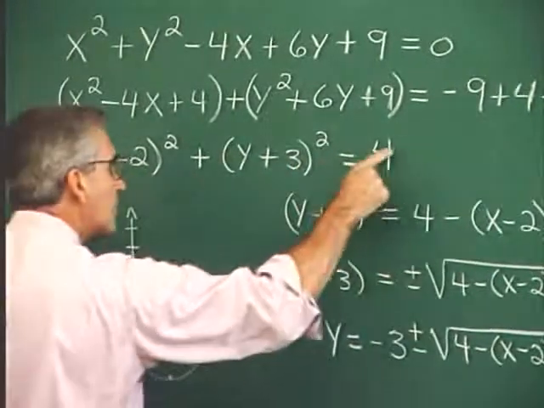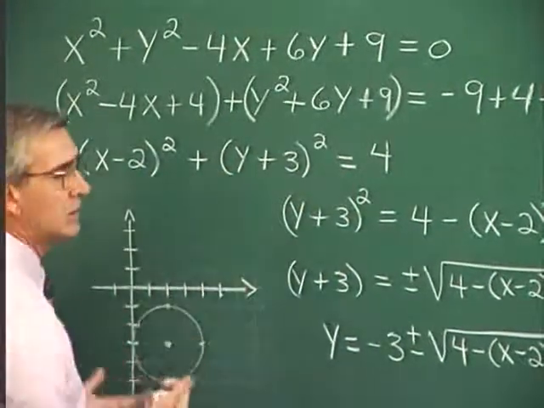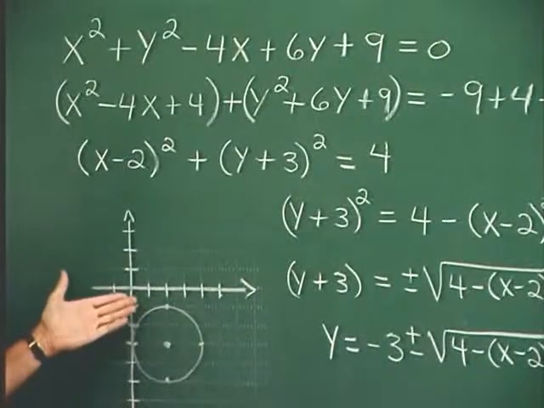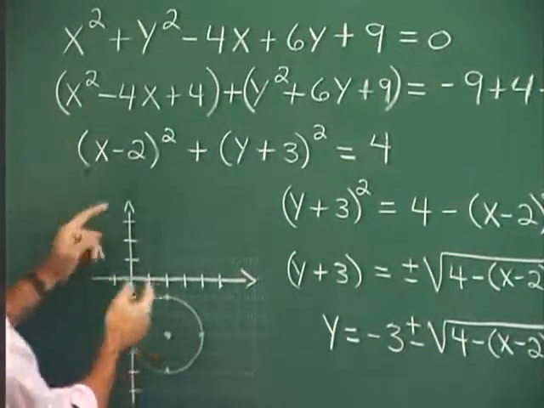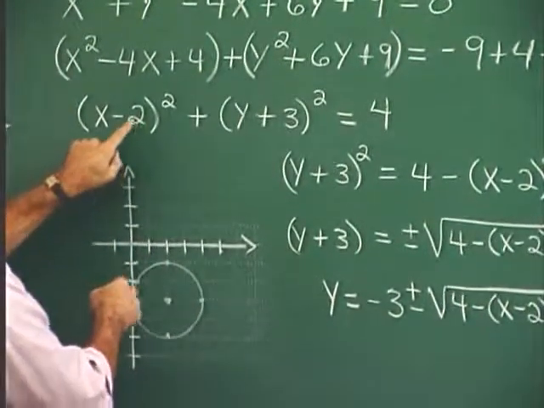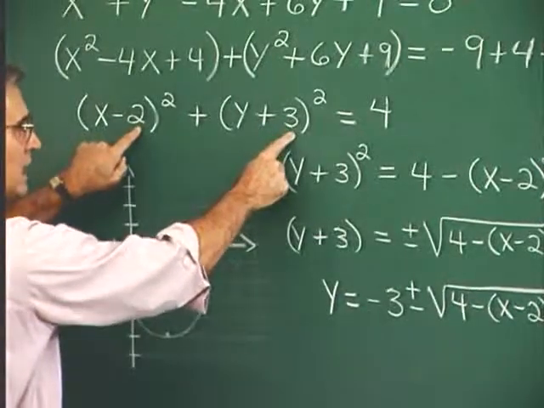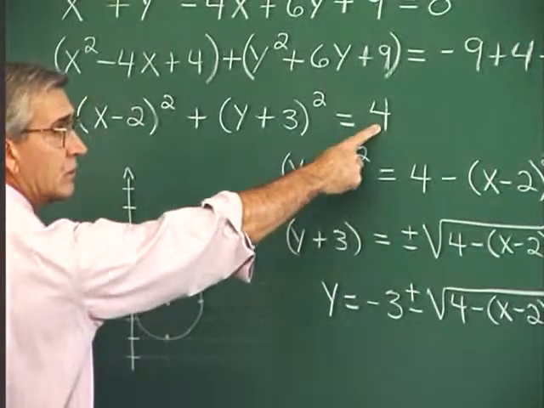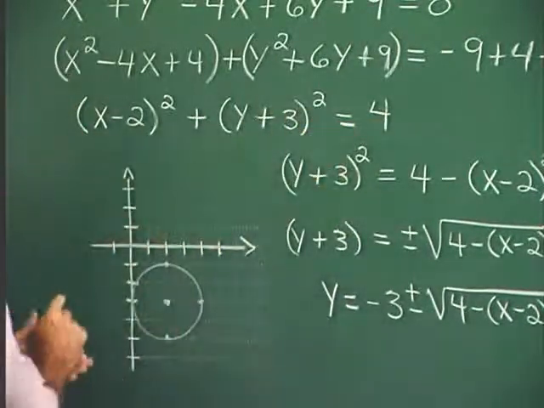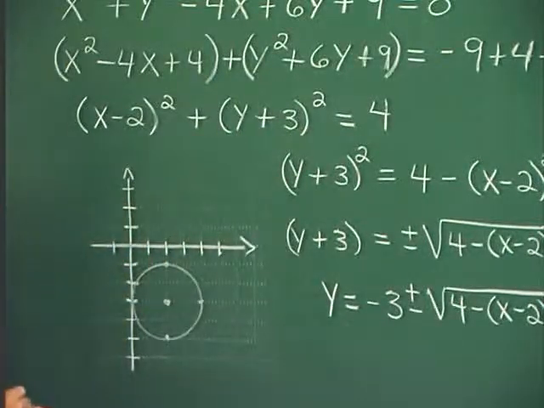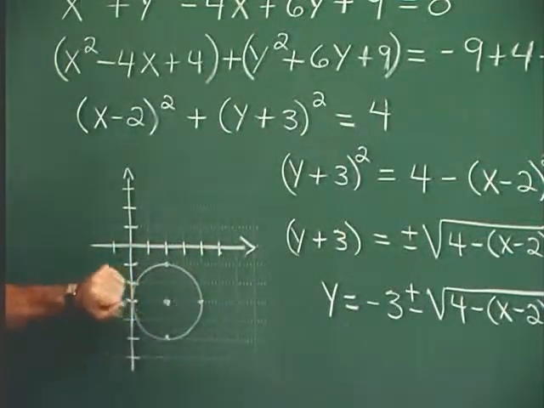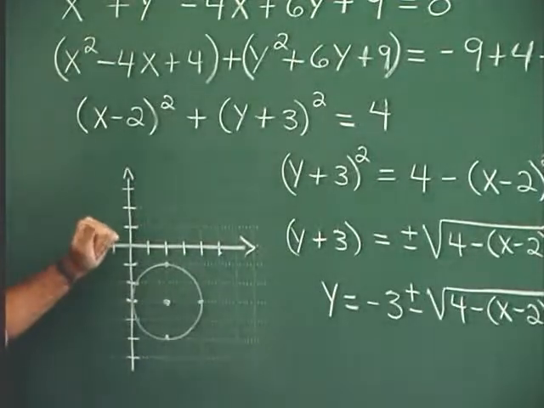It's at this point in the problem that I could construct a graph, and I've constructed the graph here. It's the graph of a circle. The center of the circle is at (2, -3), and the radius of the circle is 2. We can see all of that by looking at this form of the equation. So here's the graph. We're not going to refer to it that much in this problem.